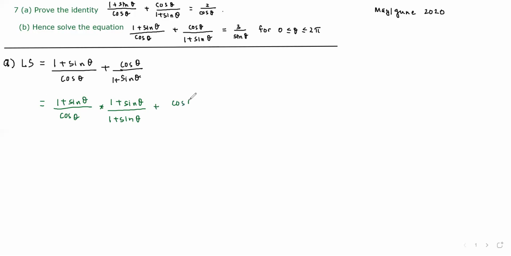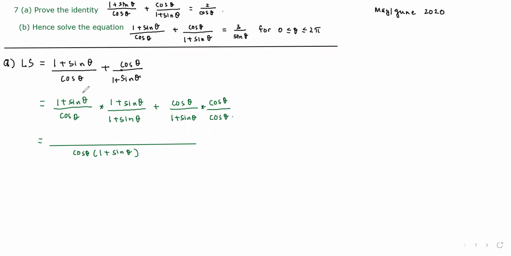For the second term, you have cosine theta over 1 plus sine theta, and you need to multiply this second term by the denominator of the first term. So you multiply this by cosine theta over cosine theta. Now, when you multiply the denominator, you have a common denominator in the form of cosine theta times 1 plus sine theta. So for this case here, you have one single denominator, then you just need to simplify the numerator.